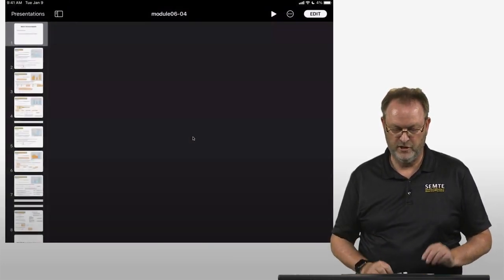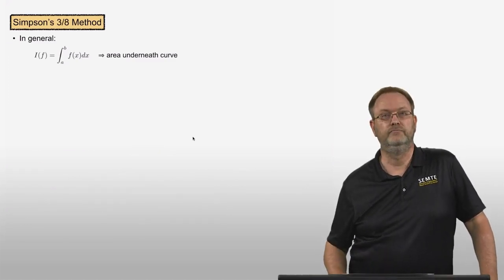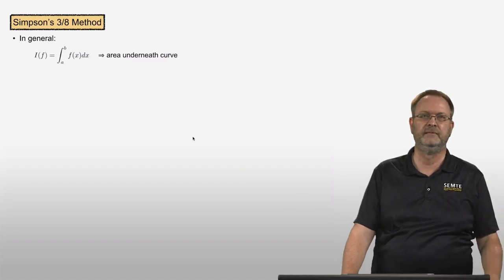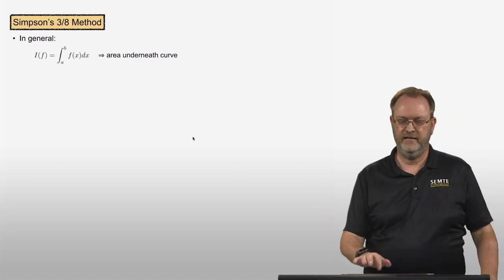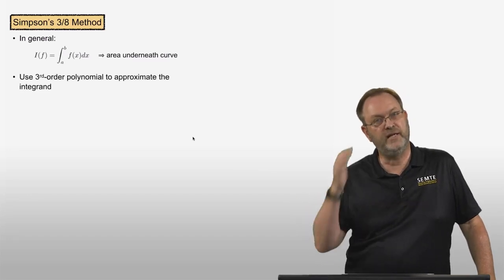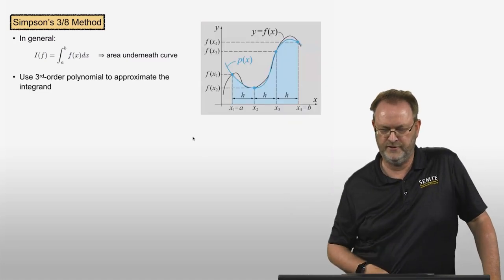Okay, so what more can we do? That was Simpson's 1/3 method. Now let's go to Simpson's 3/8 method. Again, area underneath the curve. And now instead of using a second order polynomial, let's use a third order polynomial to approximate the integrand.